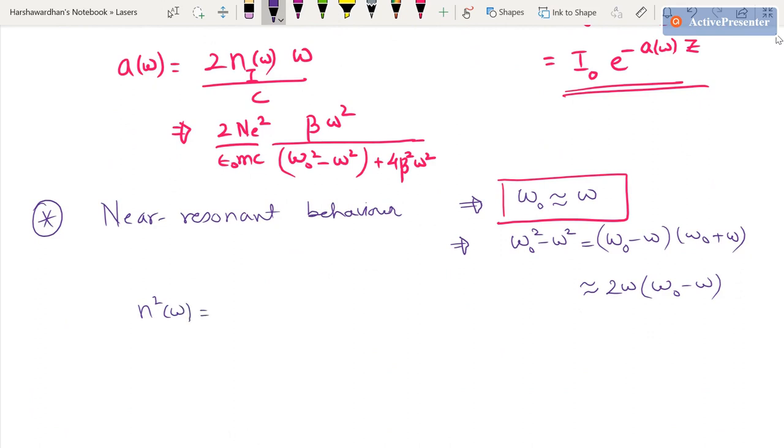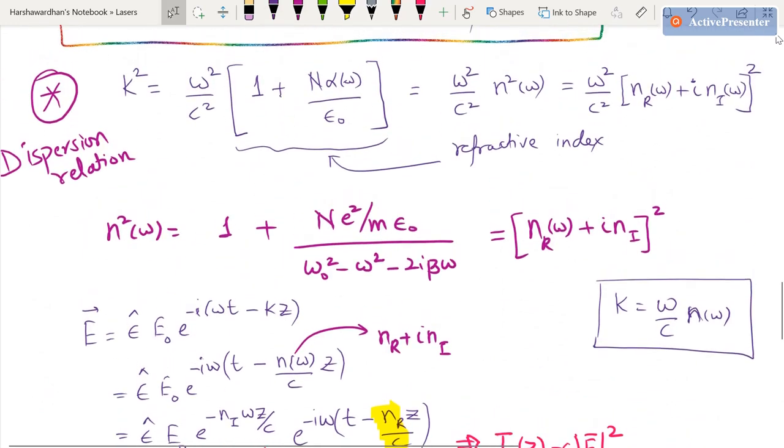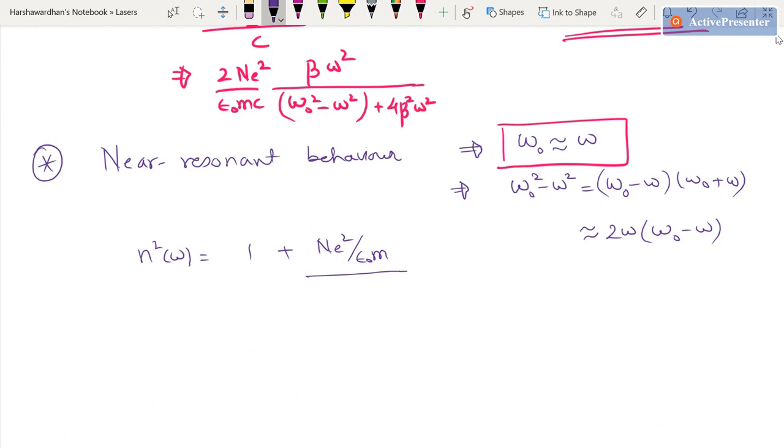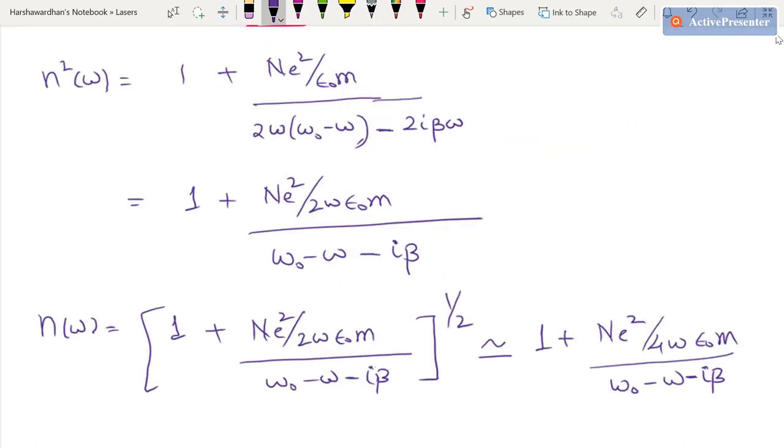it's simply 1 plus n e square by epsilon naught m times twice omega, omega naught minus omega. So this is what gives me the new form for the refractive index.